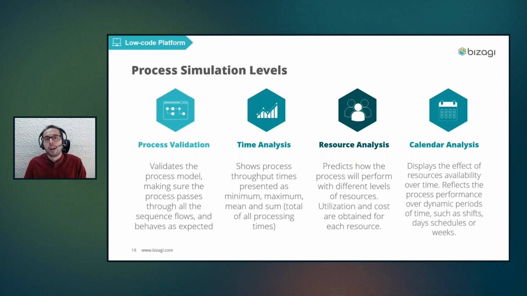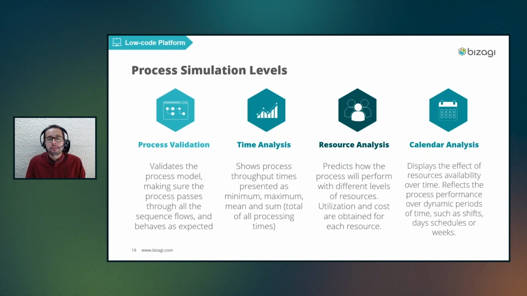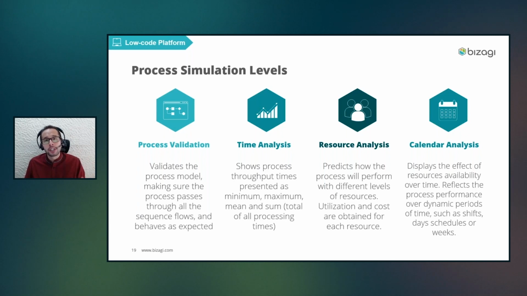So if I want to run 100 simulations, I need to create 100 cases and I need to complete 100 cases. That's it, right? The second level is the time analysis, where now we are adding information about the time. So now it's not only that I am going to complete 100, but it is how long it will take me to complete those 100 cases, right? And here we will be able to see minimum times, maximum times, average, and know exactly the time that it takes me to complete those cases.